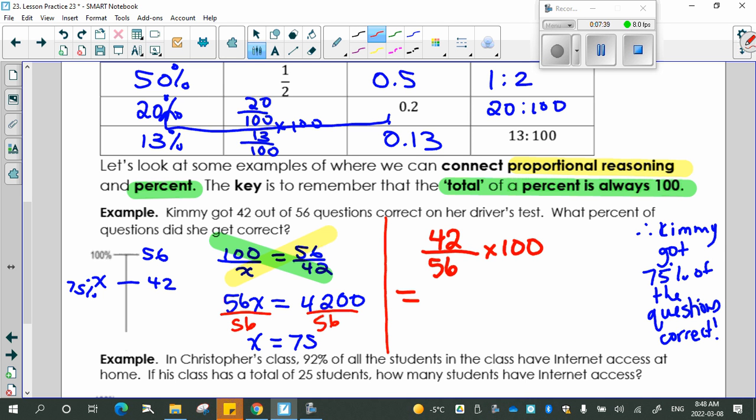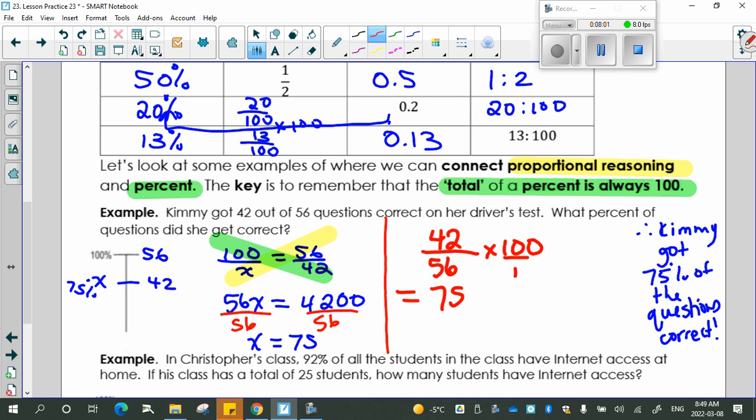Right, on your calculator, 42 divided by 56 times 100. 75% as well. Now look at what happens here, guys. Do we multiply the 42 and 100? We technically multiply the 42 and 100, right? We divide by the 56.